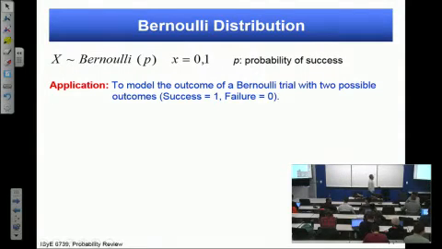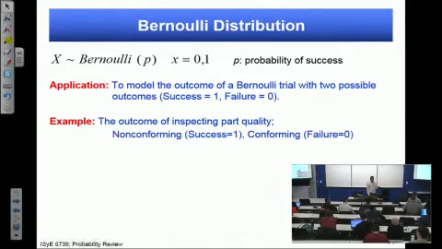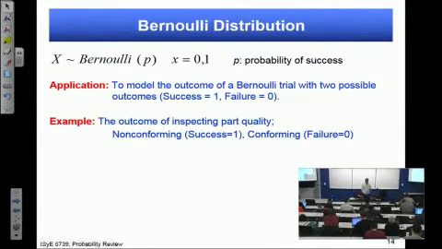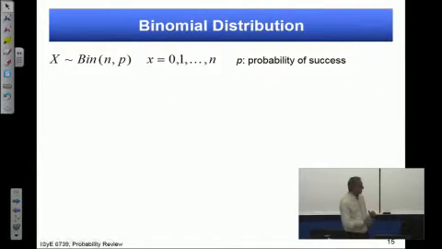So again, a Bernoulli trial is basically a trial with two possible outcomes, either success or failure. For example, if the outcome of inspecting a part is okay or not okay, then we call non-conforming, or not okay, success, and the other one failure, or conforming as failure, which is 0. We have the probability mass function and expected value and variance. And this is for just one part.